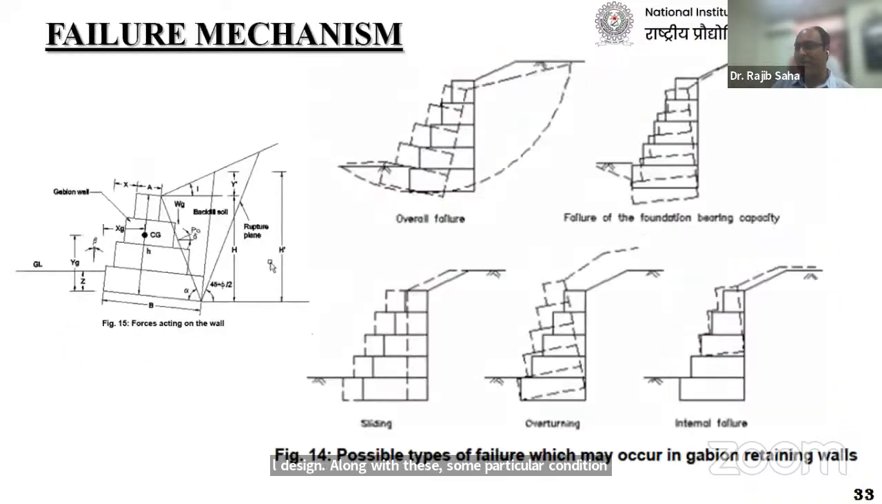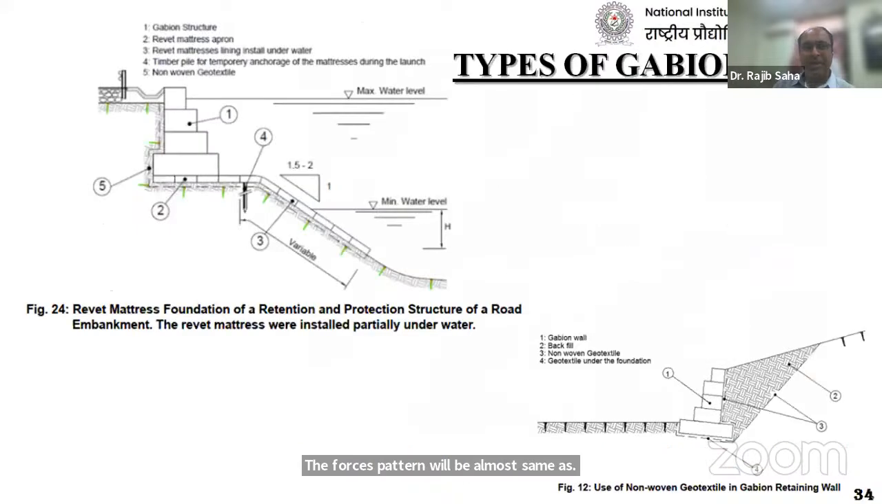Now, these are the different failure conditions of the Gabion wall, the failure mechanisms: overall failure, failure of the foundation bearing capacity, sliding failure, overturning failure, and then one additional failure, internal failure. All these failures you need to address, and you can see on the left-hand side the force pattern will be almost the same as a traditional gravity wall. Okay. Now here, see types of gravity retaining wall.